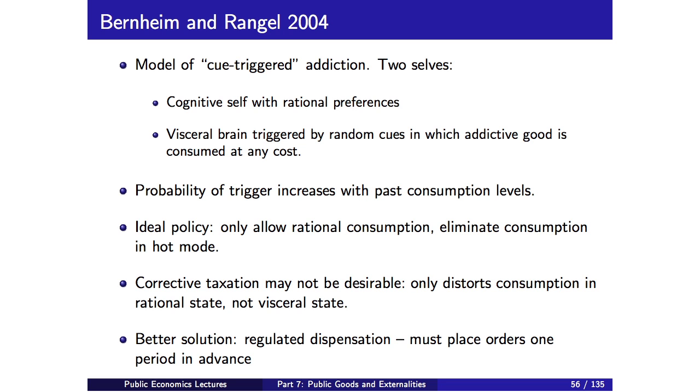And so their argument is that a better solution is what they call regulated dispensation, where you have to place orders like 1 period in advance. So you can't really make decisions in the hot mode. And so then that's going to potentially cut back consumption in the hot mode quite a bit. Okay, so you see, as all of your questions illustrate, there's a lot of interesting stuff here, and it matters very much what the model is.